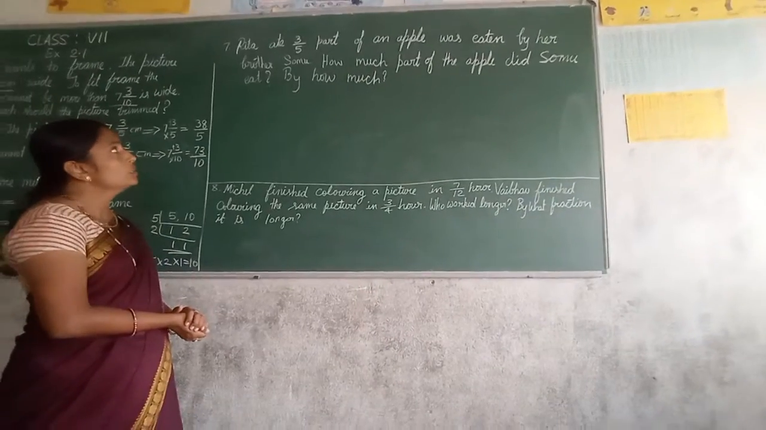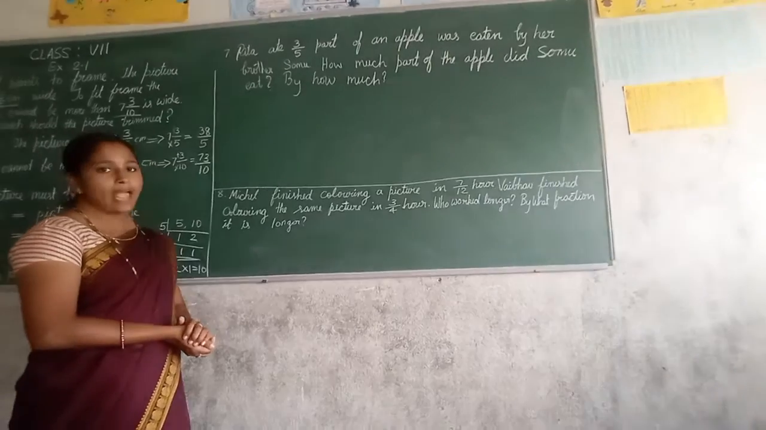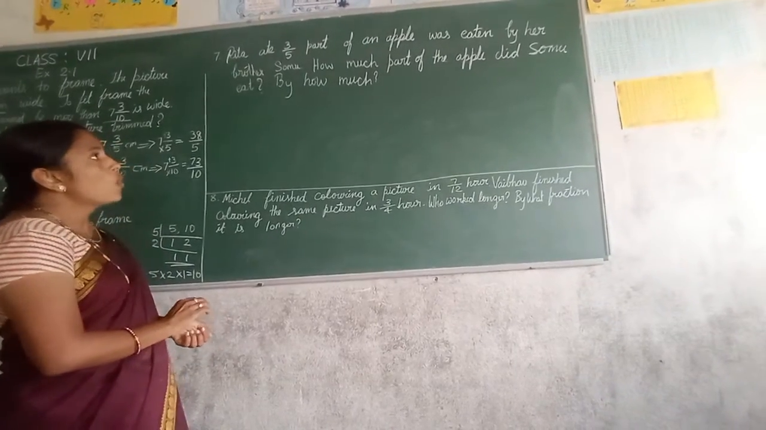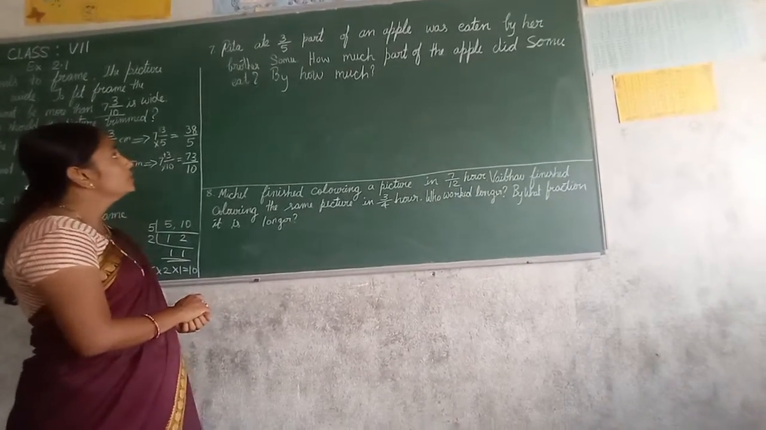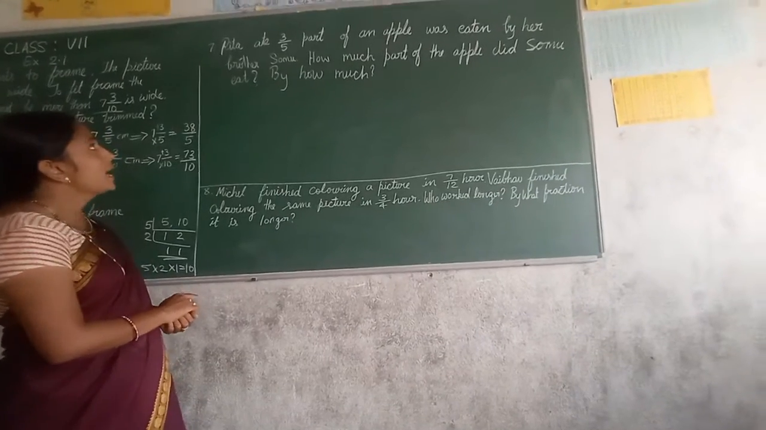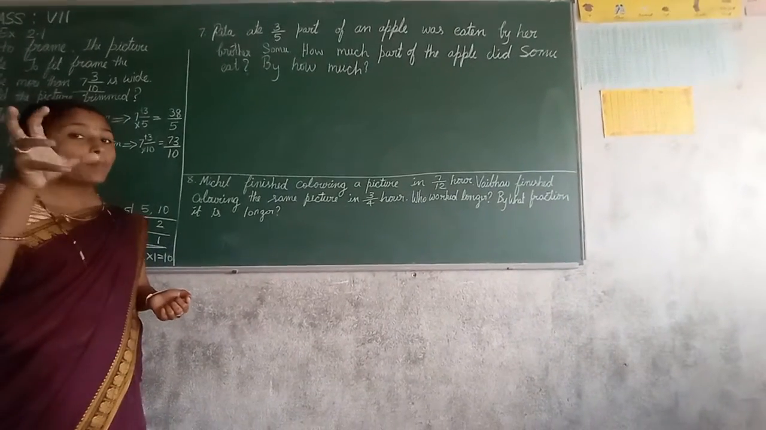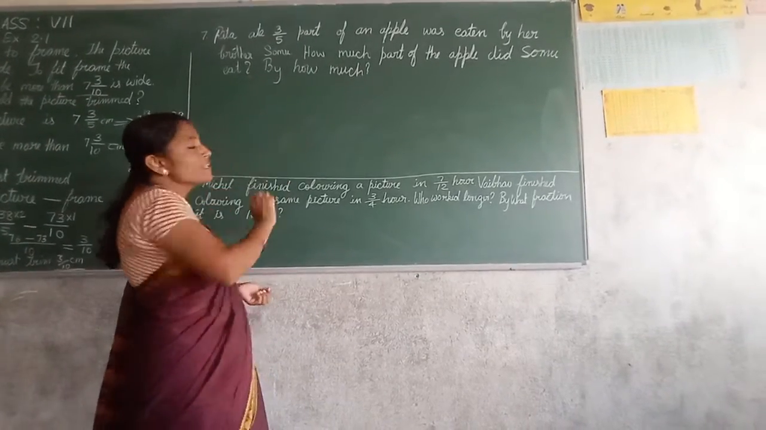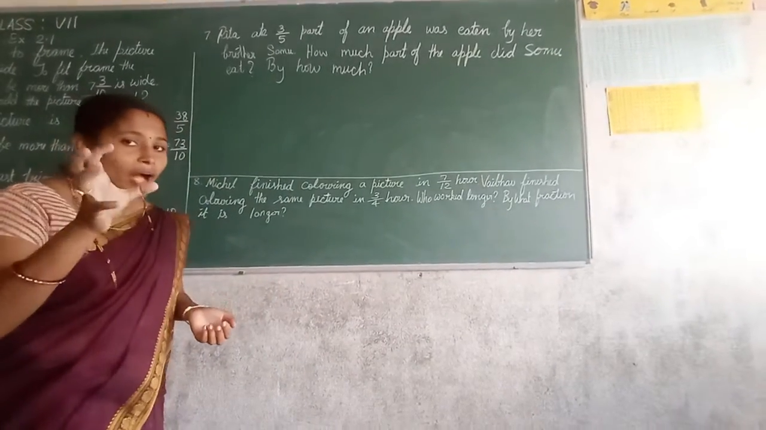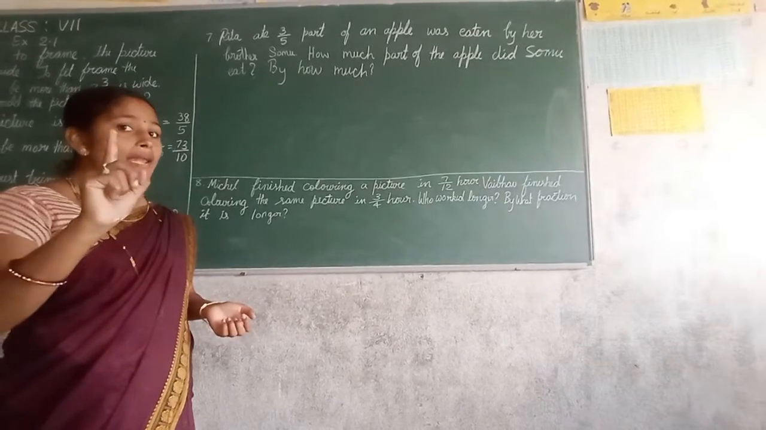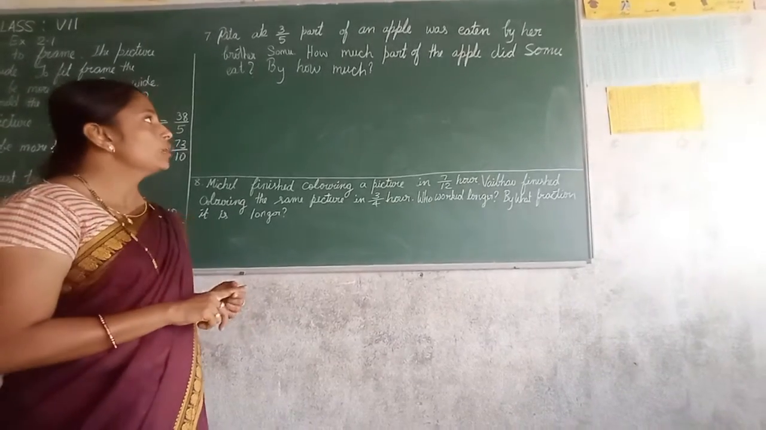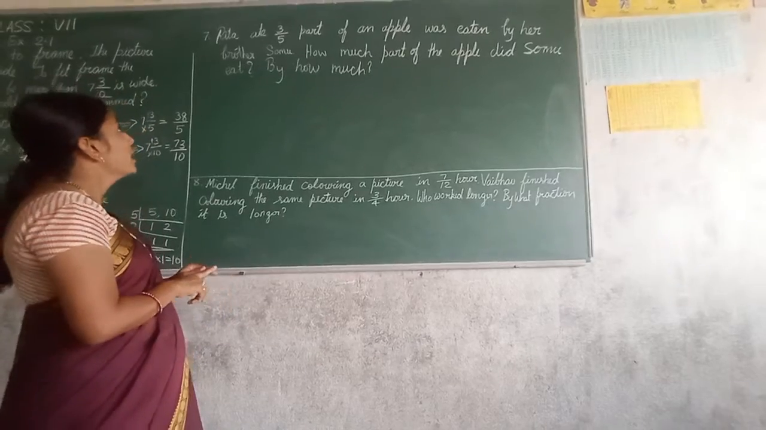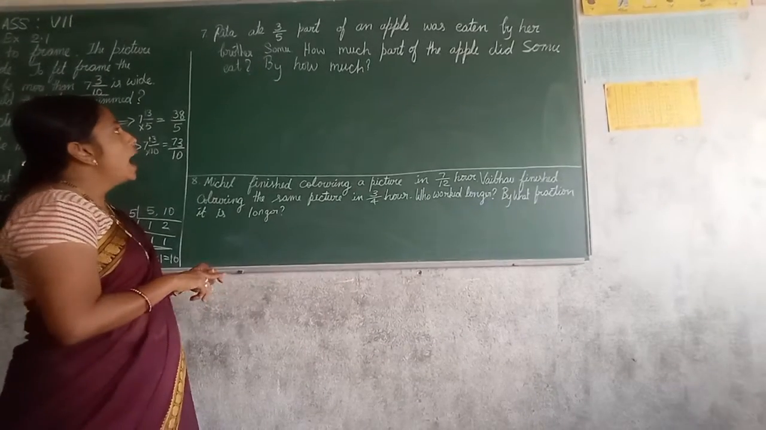Rita ate 3 upon 5 part of an apple. The rest was eaten by her brother Somu. Rita ate 3 upon 5 part of an apple. See, try to understand the question: 3 upon 5 part of an apple. It is only one apple that was used, by her brother Somu.